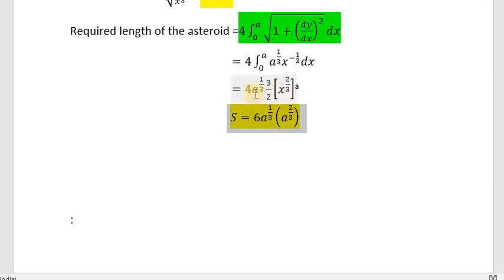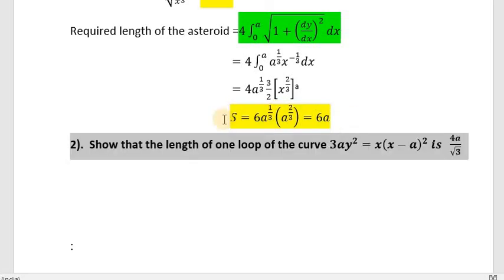So that is 4a to the power of 1 by 3 into 3 by 2. The 2 gets cancelled, 2 3s are 6, and a to the power of 1 by 3. When you substitute the limit, that is a to the power of 2 by 3. So 6 into a to the power of 1 by 3 into a to the power of 2 by 3 is equal to 6a. So the arc length, that is the required length of the asteroid, is equal to 6a.